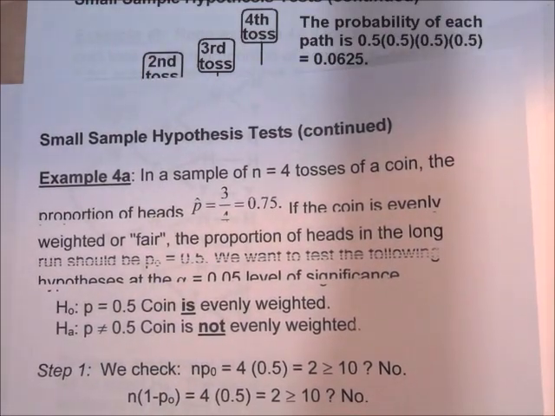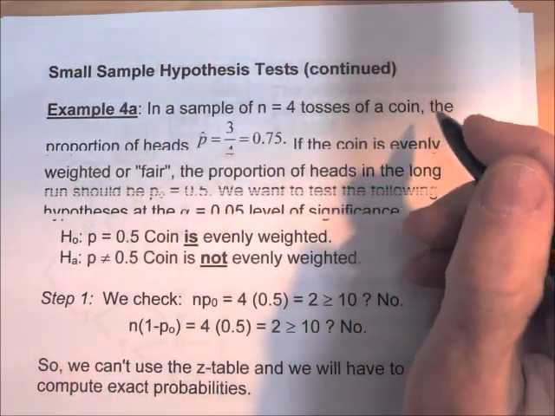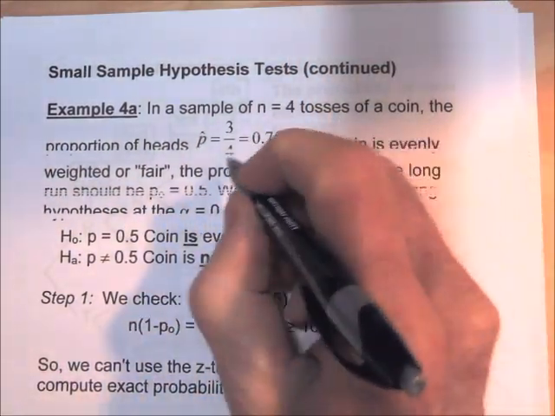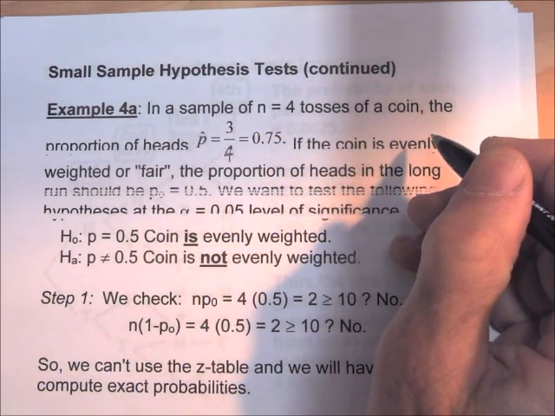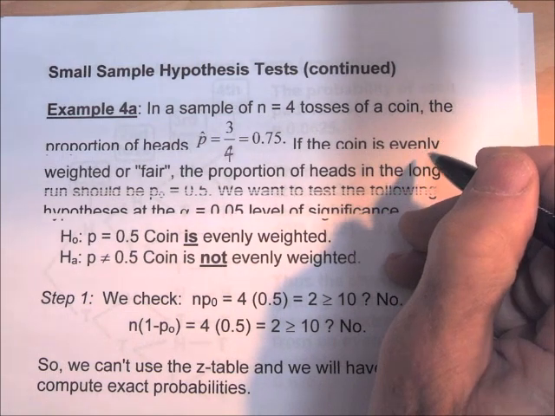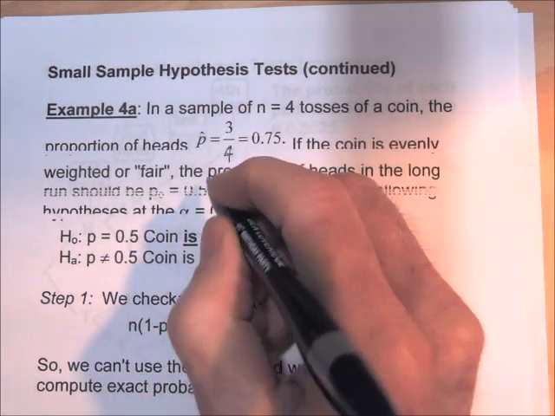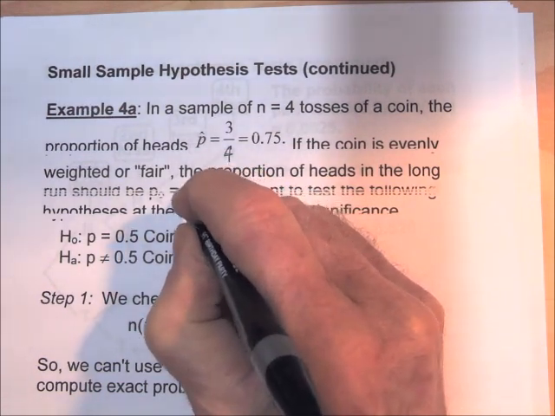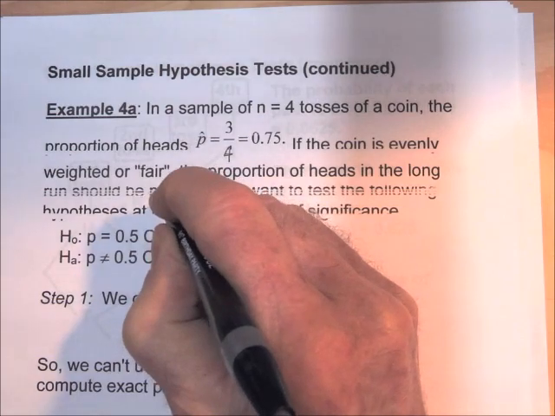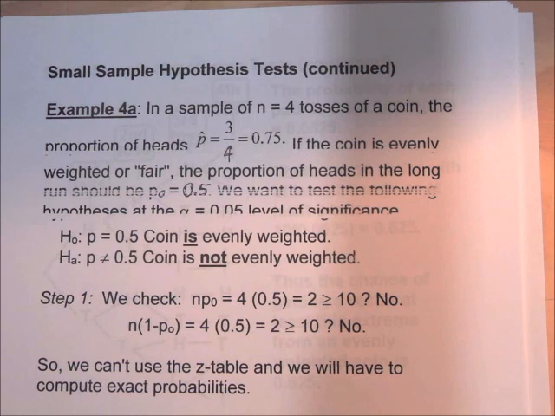Example 4, a sample of n equals 4 tosses of a coin. The proportion of heads, p hat, is 3 out of 4, or in decimal 0.75. If the coin is evenly weighted, or fair, the proportion of heads in the long run should be 0.5. So either it's heads or tails, and if heads and tails are equally likely, the probability of getting a head is going to be 0.5.